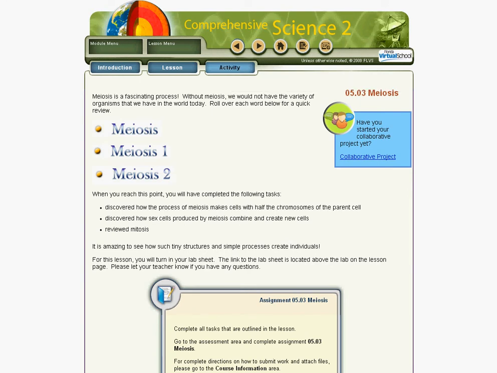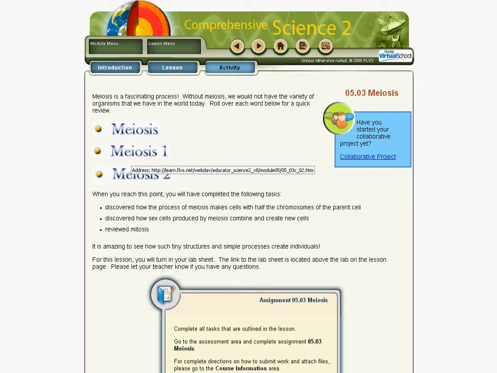Meiosis is a fascinating process. Without meiosis, we would not have the variety of organisms that we have in the world today. Roll over each word below for a quick review. Meiosis is the process of cell division in which one cell divides to produce four new cells with only half of the number of chromosomes of the original cell. These new cells are sex cells. The male sex cell is the sperm. The female sex cell is the egg.